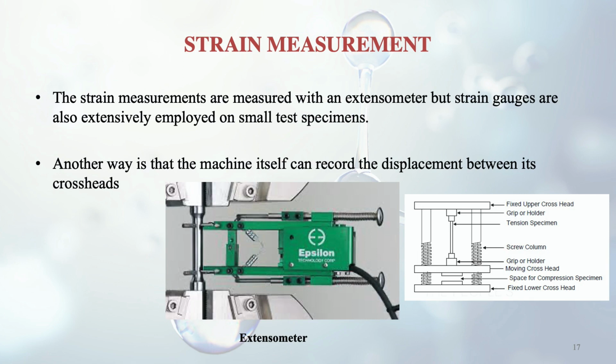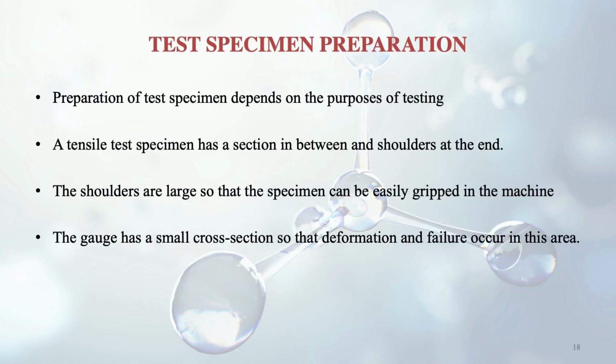So before starting with the simple tension test procedure, we need to prepare the test specimen. How is it done? It depends upon the purpose of the testing. First of all, a tensile test specimen has a section in between and shoulders at the end. It is a kind of a dumbbell, if you have seen a dumbbell: in the middle portion it is somewhat thinner, and at the end there are two more portions which have more diameter. It will be shown in the figure also in the coming slides.